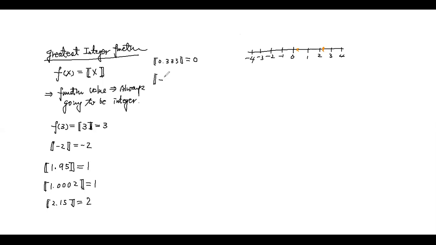If I have negative 1.245, where is negative 1.245? It's somewhere here, right? What is the number? It's always to the left, so here it is negative 2, right? And if I have negative 3.44, negative 3.44 is somewhere here. So it's always less than that. What is the number here? Negative 4.